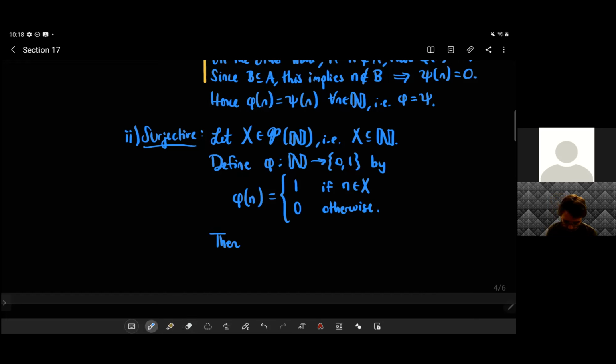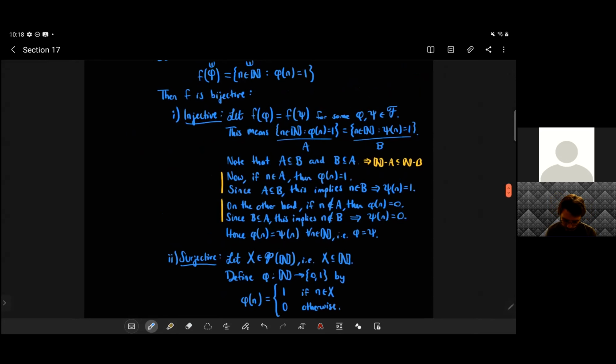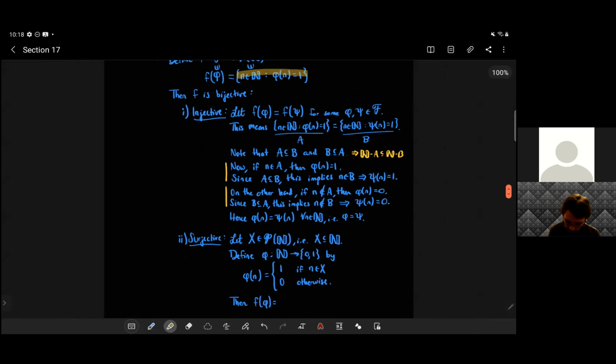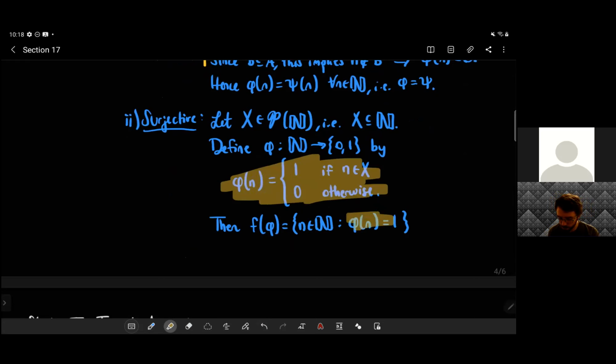Just erase that. F of phi equals, again, just go back and look at your definition of f. F of phi is this thing. So let's write that down. F of phi is the set of all n such that phi of n equals 1. But hey, we have a definition for phi of n now. So what does it mean for phi of n to be equal to 1? Well, it's only 1 if n is in x.